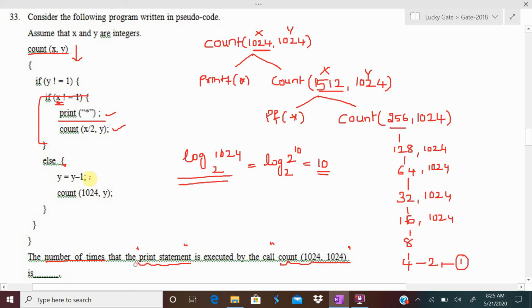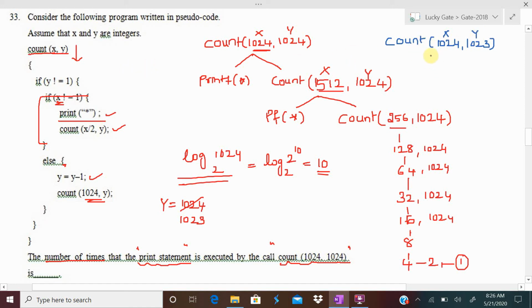After it goes into the else part, y is reduced by 1. Initially y is 1024, then it is subtracted with 1, so it becomes 1023. Again it is calling the count function. Now again it is going to call the count with x as 1024 and y. What is y now? 1023. So now x is 1024, y is 1023.